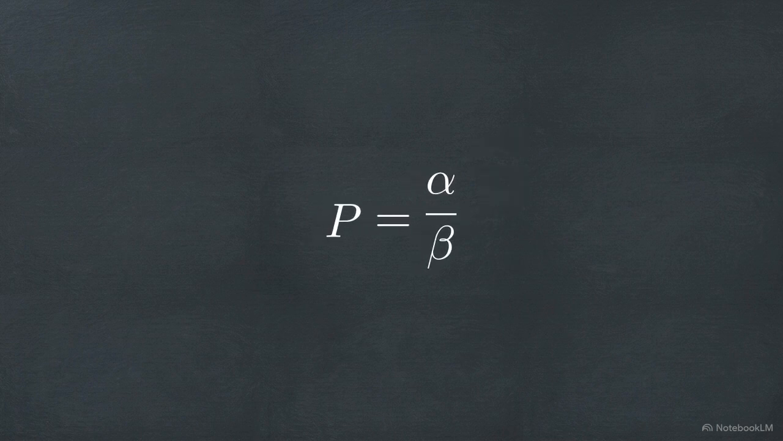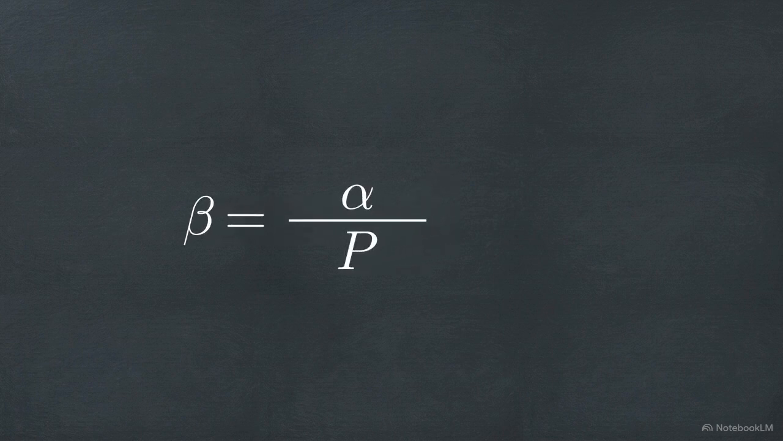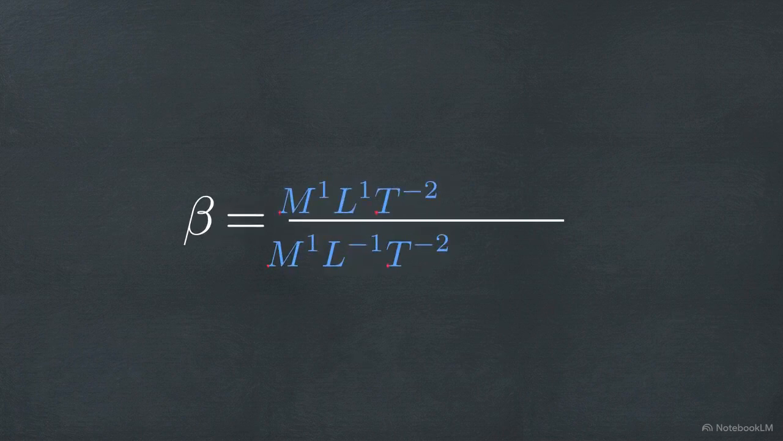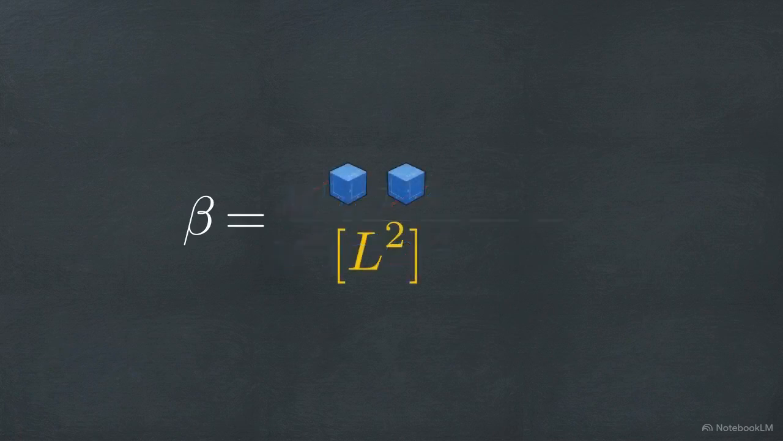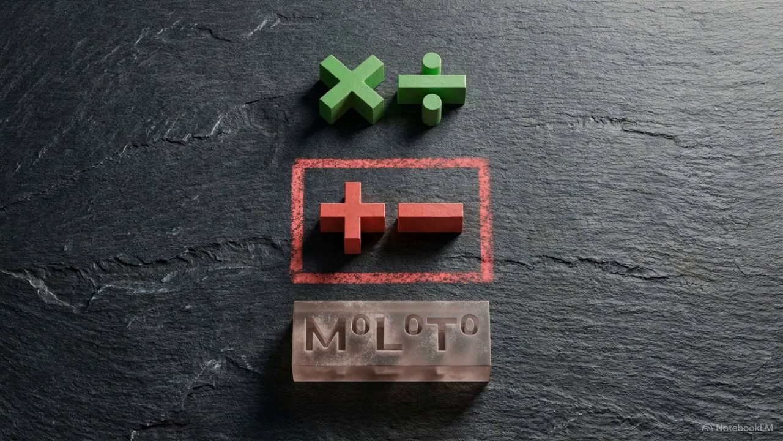With it removed, we're left with pressure equals alpha over beta. Substituting alpha and pressure's known dimensions yields the final formula for beta. The three rules of dimensional analysis: multiplication and division are free. Addition and subtraction require matching dimensions. Finally, trigonometric and exponential terms are always dimensionless.